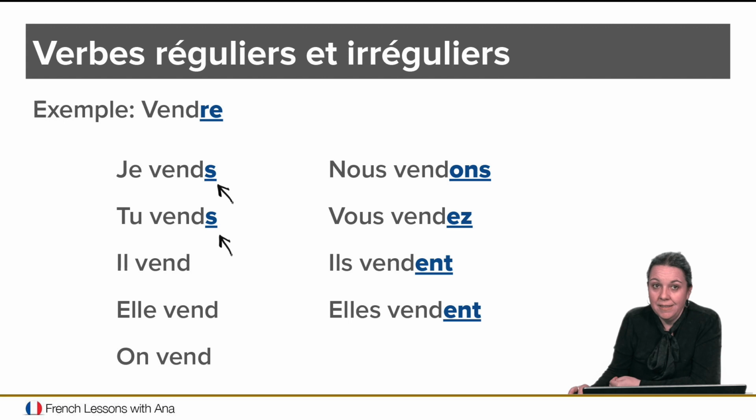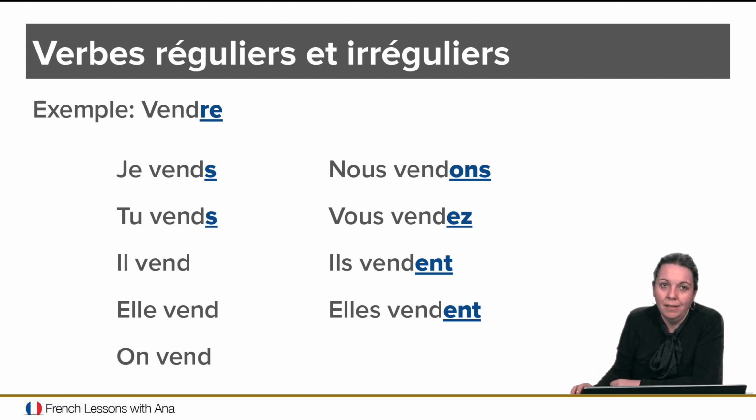Now, this S is here, but it's silent. Tricky. Don't pronounce the S. So, je vends. Okay? And you don't even hear the D. Je vends. Tu vends. Il vend. Elle vend. On vend. And then, nous vendons. Here you do hear the D, but you do not hear the S. Okay? Nous vendons. Vous vendez. Silent Z as well. Ils vendent. Elles vendent. And the T is silent.